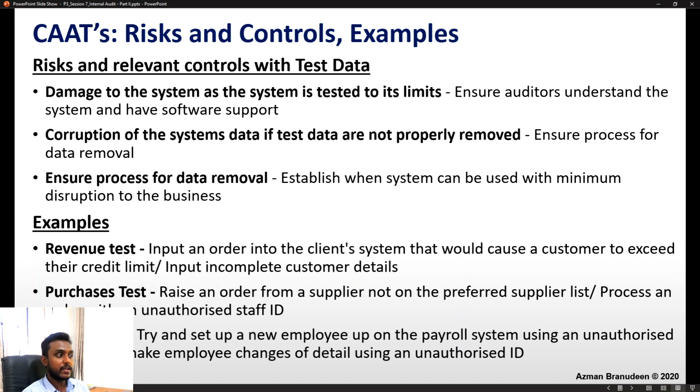Then you can have a payroll test. For example, try and set up a new employee on the payroll system using an unauthorized ID, or you could even try and make employee changes of detail using an unauthorized ID. These are just a few examples, revenue test, purchase test, payroll test, etc., that you can implement as far as computer aided audit testing is concerned.